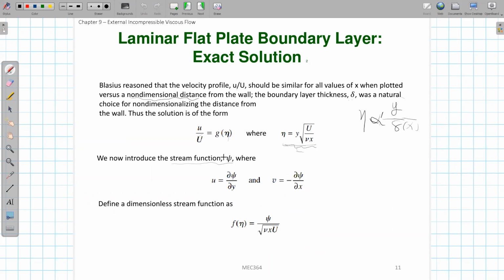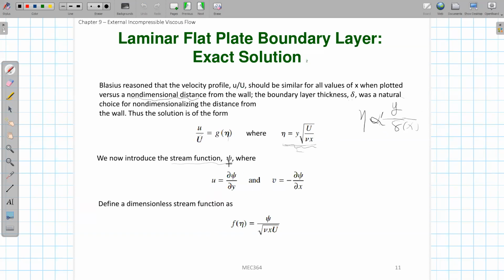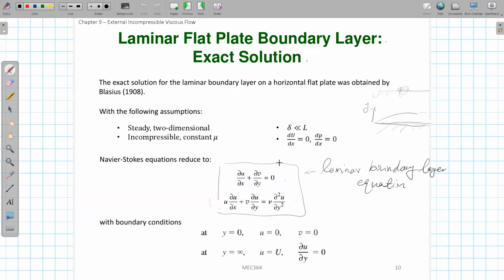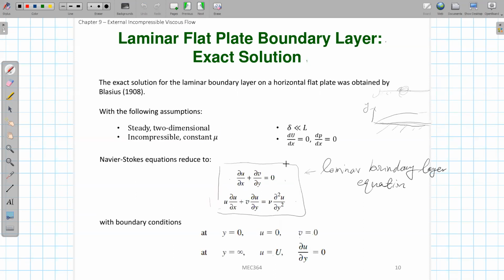Why do we introduce this stream function? Because when we introduce the stream function psi, the continuity equation is automatically satisfied. If you put u equal to this and v equal to this into the equation, you will see that it is automatically satisfied. So by introducing the stream function psi, before we needed to solve both equations, but now we only need to solve one equation because this one is automatically satisfied. So we simplify the problem from two equations to one equation.